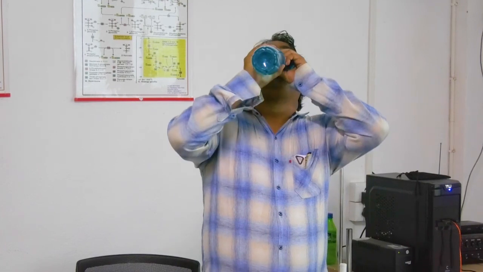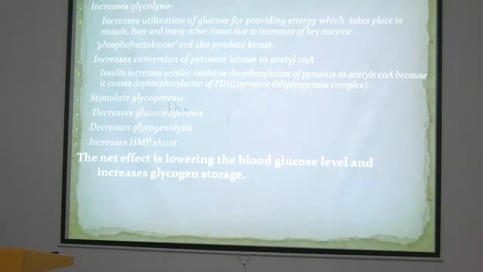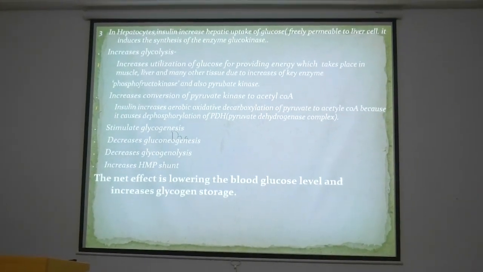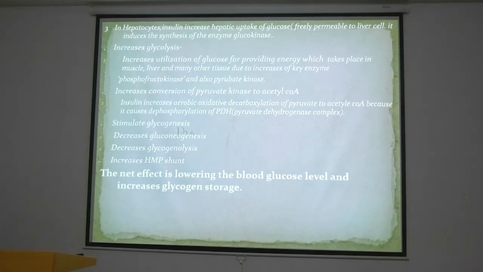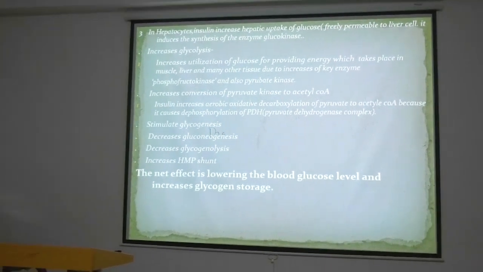Glucokinase can phosphorylate only glucose, and hexokinase can phosphorylate any 6-carbon compound. Basically, the difference is that the activation energy of hexokinase is less and the activation energy of glucokinase is more. So when we take glucose inside the cell, firstly hexokinase is activated because it has less activation energy.